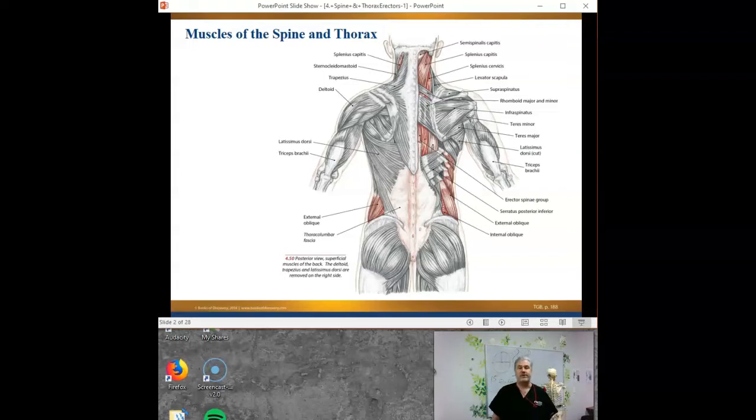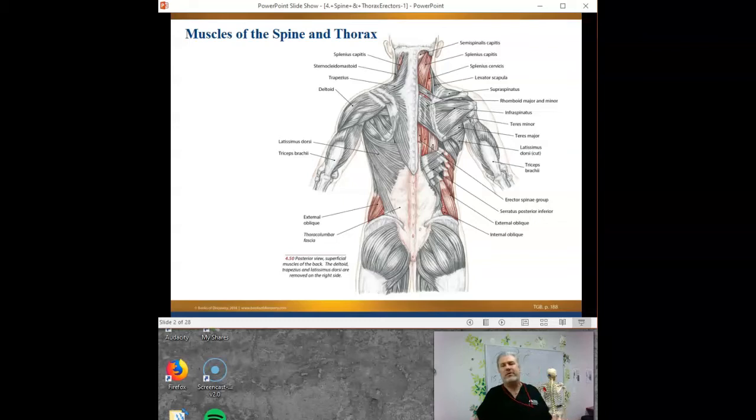It can elevate. Yes. Elevate the what? Elevate the scapula? Yes, that was exactly right. It can lift up the scapula, elevate the scapula. Yes. What else can it do? It can also depress the scapula. Upper fibers can elevate, lower fibers can depress the scapula.